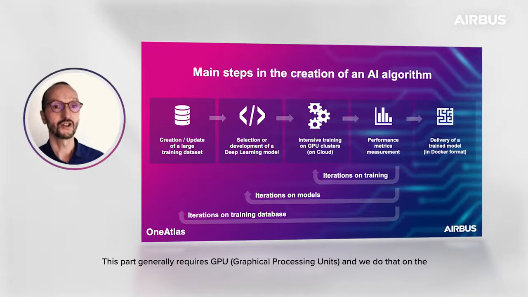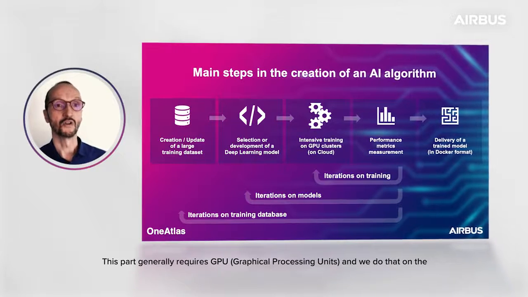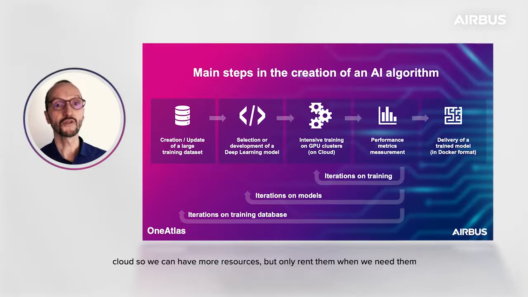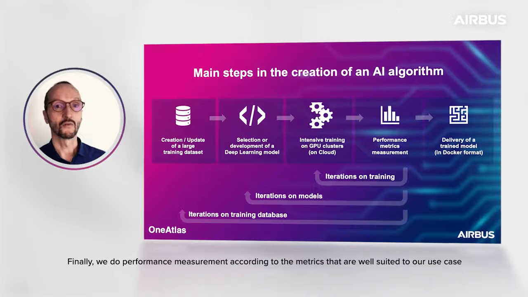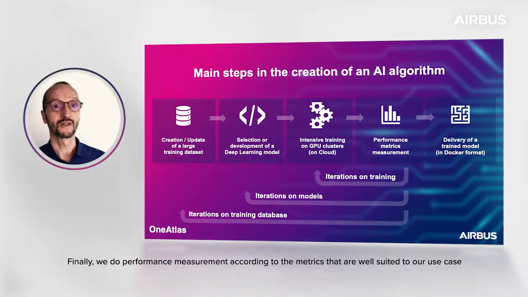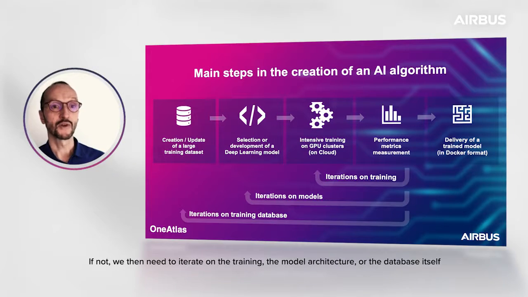This part generally requires a GPU, graphical processing unit, and we do that on the cloud so we can have more resources, but only run them when we need them. Finally, we do a performance measurement according to the metrics that are well suited to our use case and decide if the model should go to production or not. If not, we then need to iterate on the training, the model architecture, or the database itself.